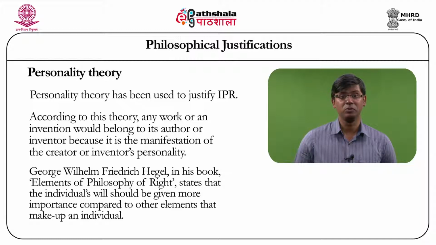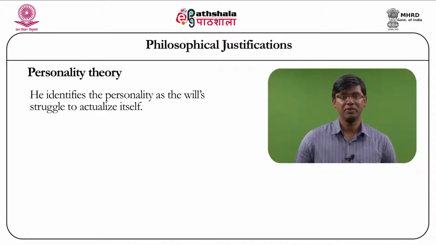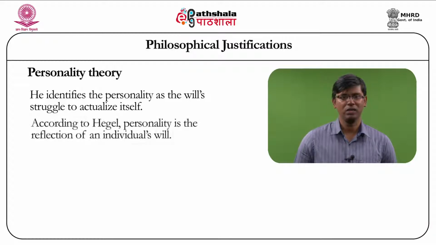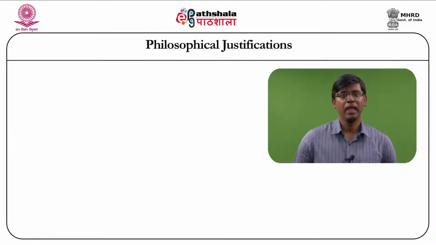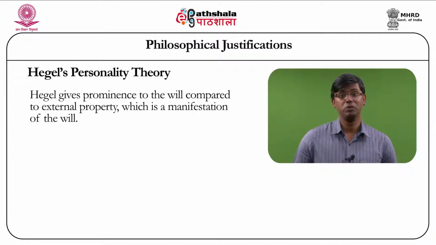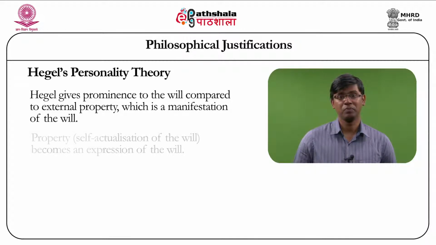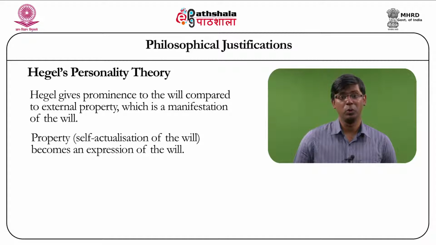He states that the individual's will should be given more importance compared to other elements that make up an individual. He identifies the personality as the will's struggle to actualize itself. According to Hegel, personality is a reflection of an individual's will. Hegel basically gives prominence to the will compared to external property, which is a manifestation of the will. Property, according to him, becomes an expression of the will.